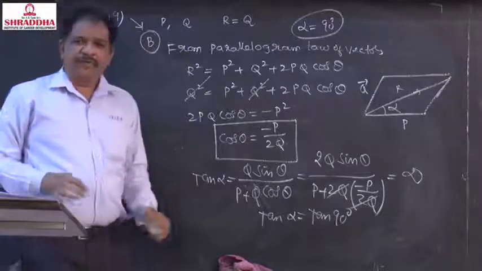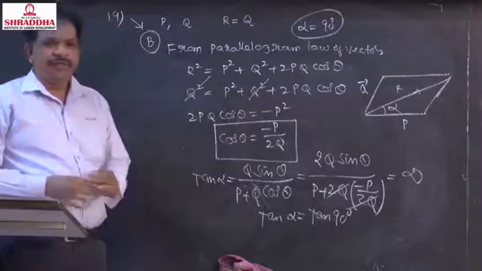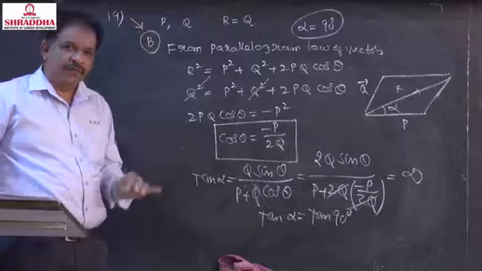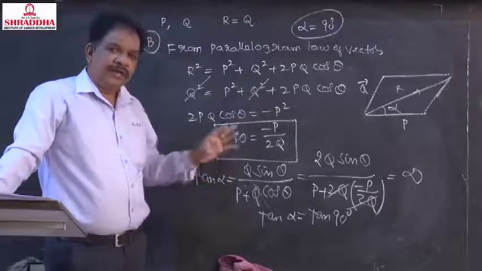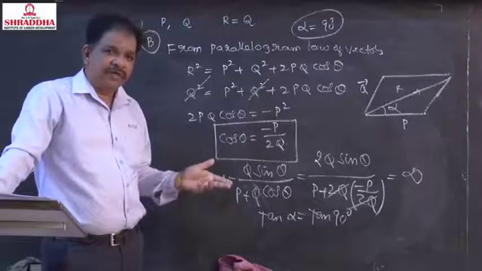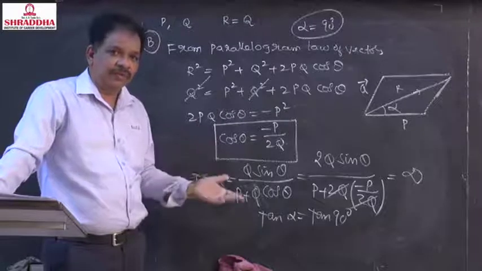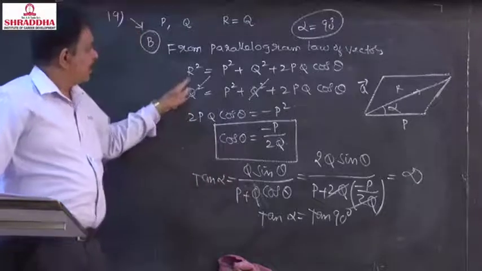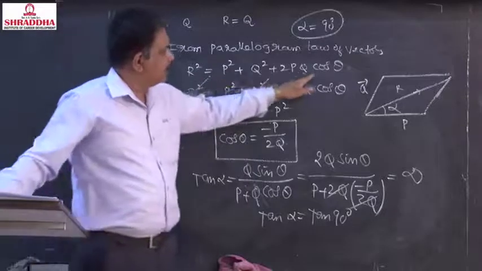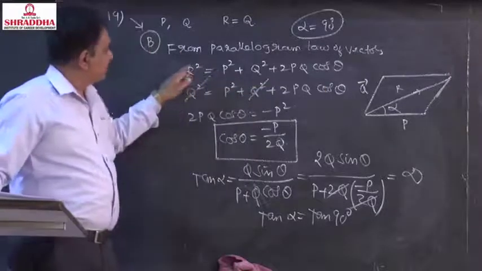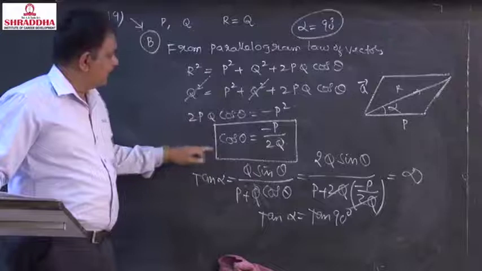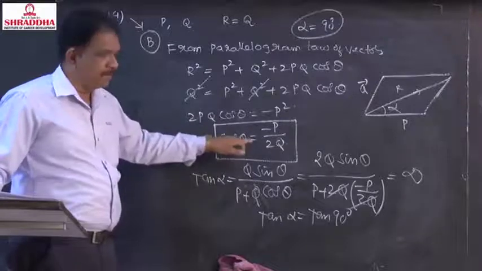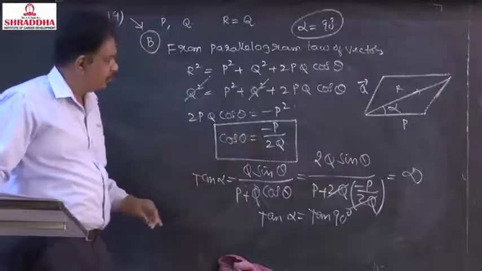Okay, simple question only, no need to confuse. P and Q are two vectors. The resultant of those two vectors is also equal to Q. So, parallelogram law of vectors. The resultant of these two is also Q. Then we got the angle between these two as minus P by 2Q.